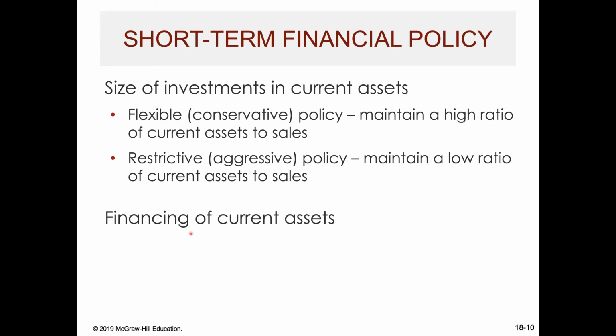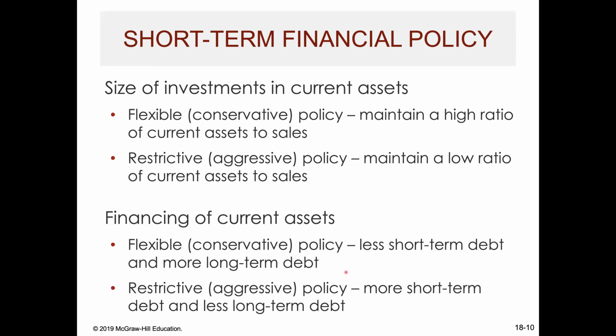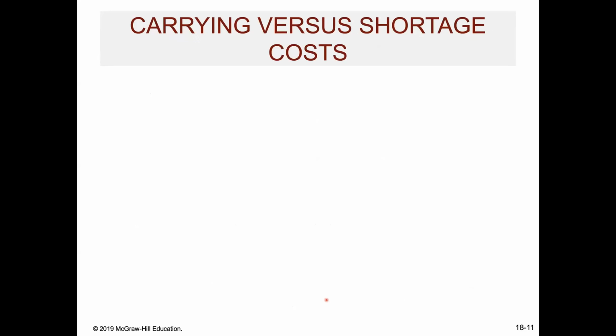So how do we finance our current assets? There's the flexible policy. This has less short-term debt and more long-term debt. So this means we've got some cash that we've received using long-term debt. The restrictive policy, we're looking at just more short-term debt and less long-term debt. So lines of credit and other things, which would give us potentially the opportunity to do it quickly. And we'll talk about some pros and cons of that.